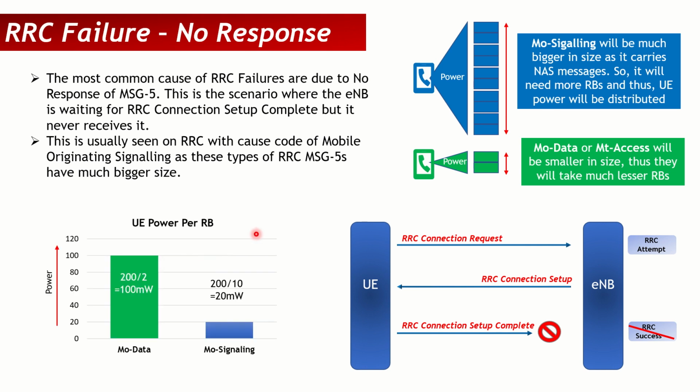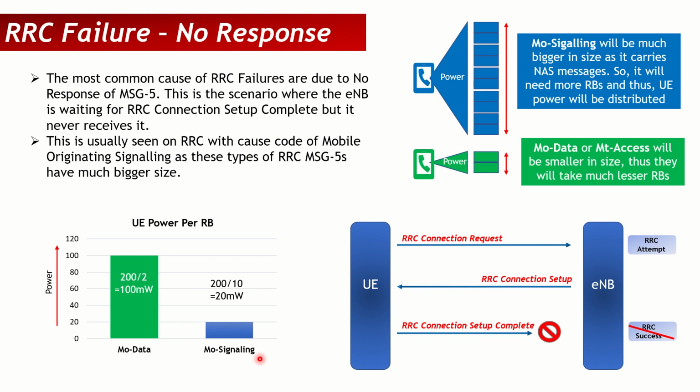So let's take this example. Let's say in MO data, the UE's power is 200 milliwatts, and we know that it used 2 resource blocks. So the power per resource block will be 200 milliwatts divided by 2 resource blocks, which is equal to 100 milliwatts. So for MO data, the RRC connection setup complete is carrying the resource blocks with a power of 100 milliwatts per resource block. The same UE, when it sends an MO signaling RRC connection setup complete, takes, let's say, 10 resource blocks. Now the power per resource block is 200 divided by 10, which is equal to 20 milliwatts. So we can see that the power per resource block is now 5 times lesser compared to MO data or MT access. What will happen at the eNodeB side is that it's easier to decode a message which has higher power compared to a message which has lower power. So the chances of failure for RRC setup complete for MO signaling are much higher.